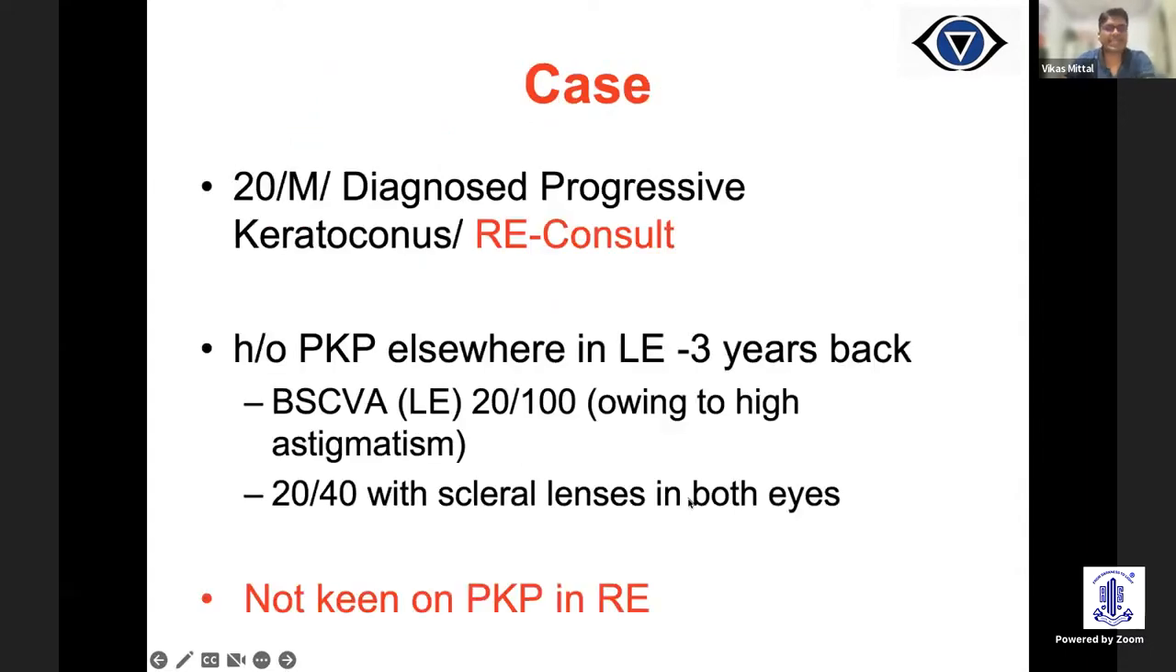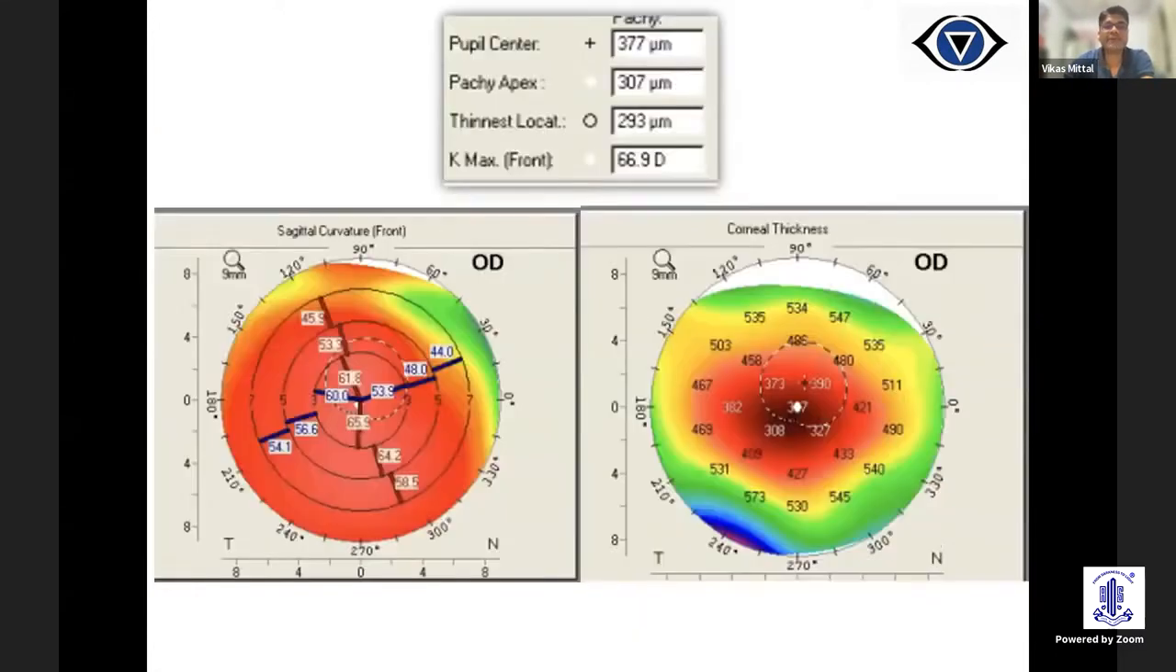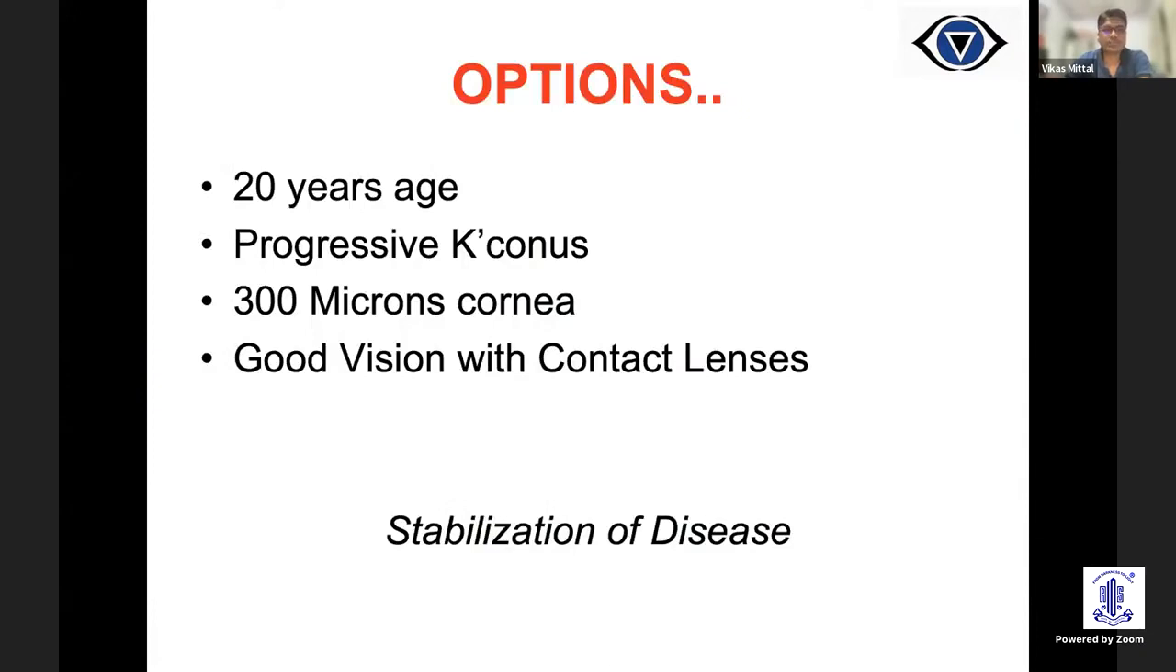Okay, so I'll start with a case. This 20-year-old boy who had a progressive keratoconus came for consultation in the right eye. He had undergone a transplant in the left eye 3 years back. He was not very happy with the vision, mainly because of astigmatism, and in both eyes with contact lenses, the vision was fine. This was the tomography. You can see that K was more than 65 diopters and pachymetry was close to 300-odd microns. So what options do we have?